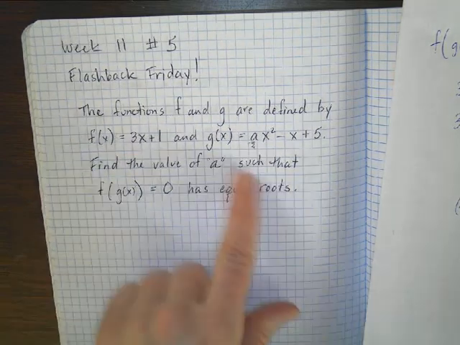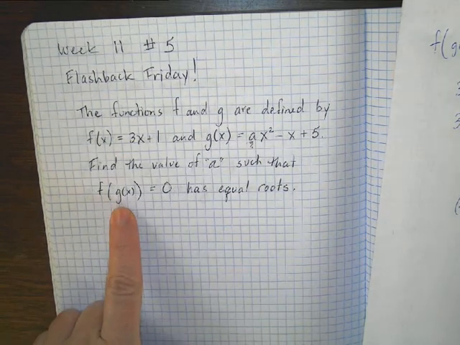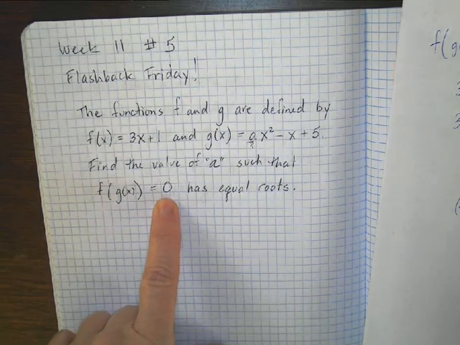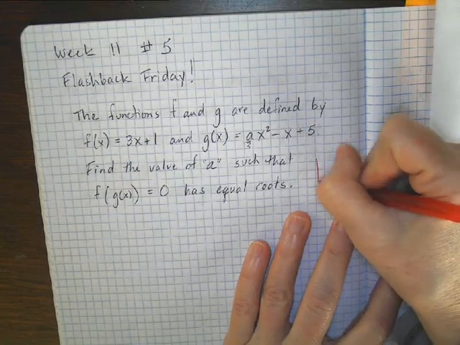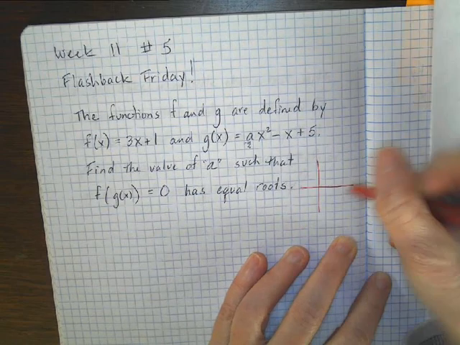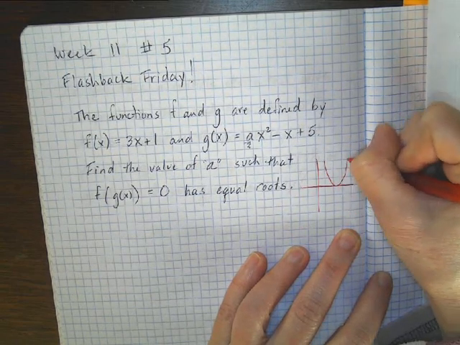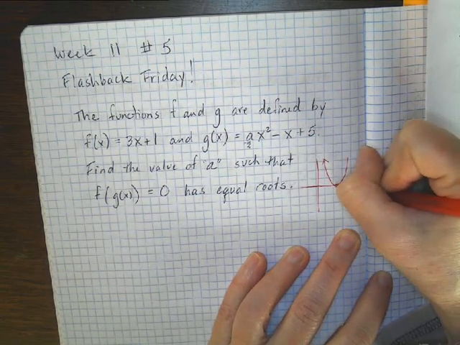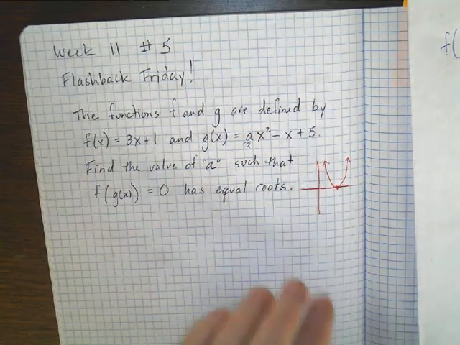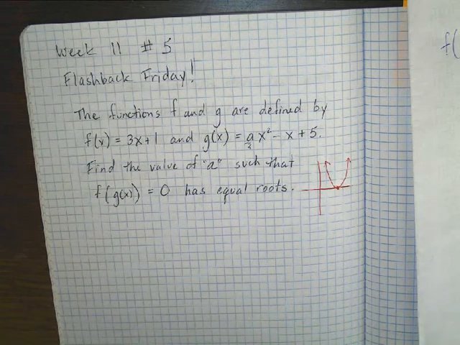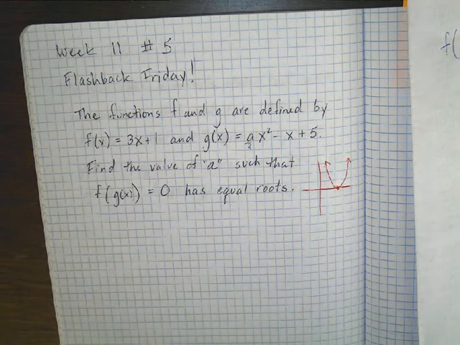So we have a composite function that when it equals 0, it has equal roots. What does that mean? Equal roots means that actually it only has one root, and like something like this, okay? It's going to have one x-intercept, right? So whenever you see that word roots, should cue you in that you're going to use the discriminant. So this is going to be a discriminant problem.